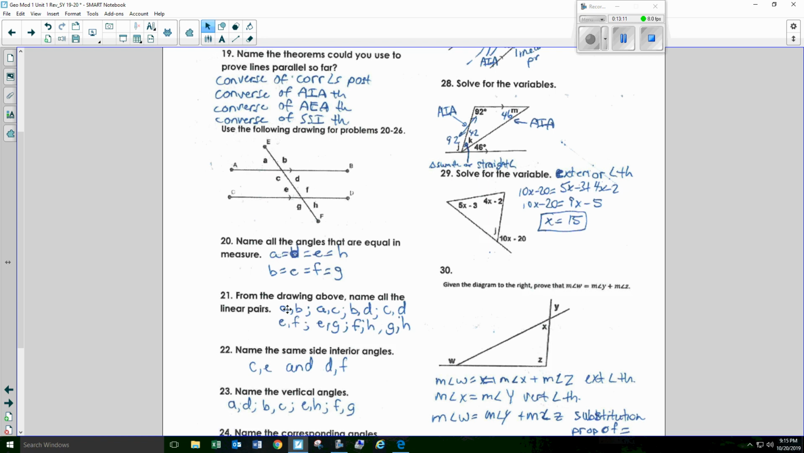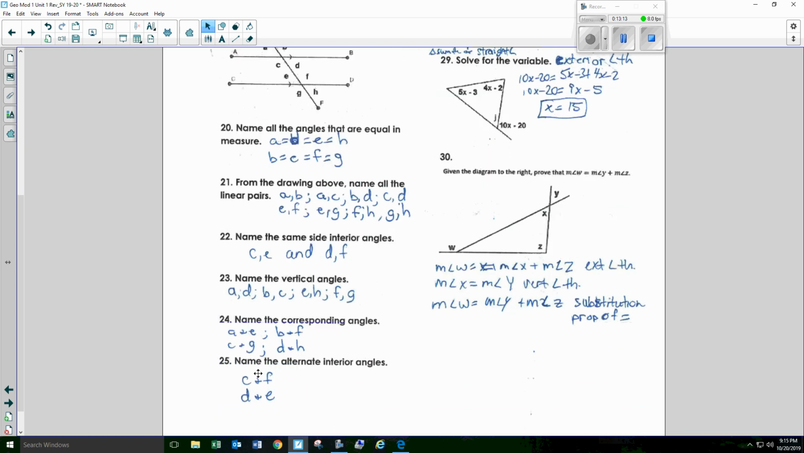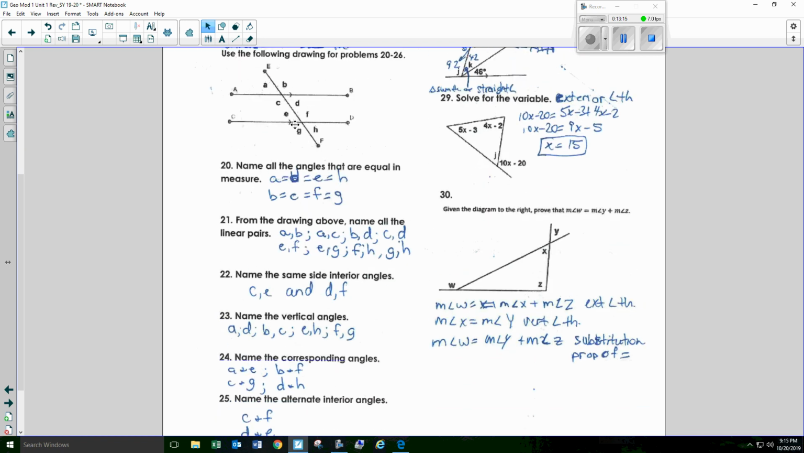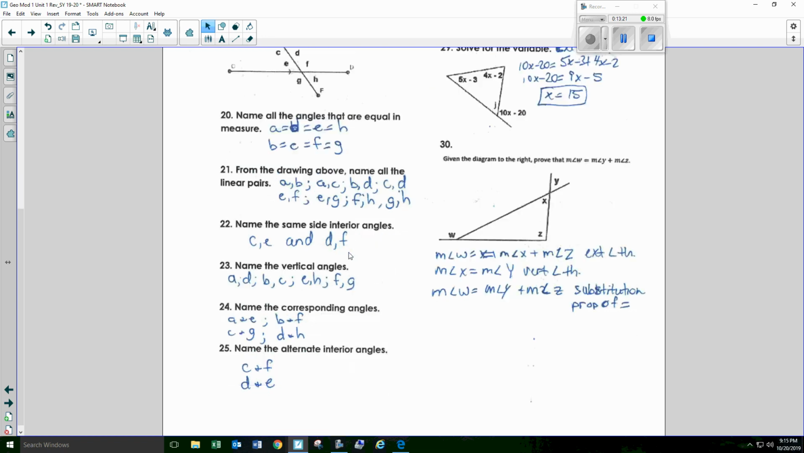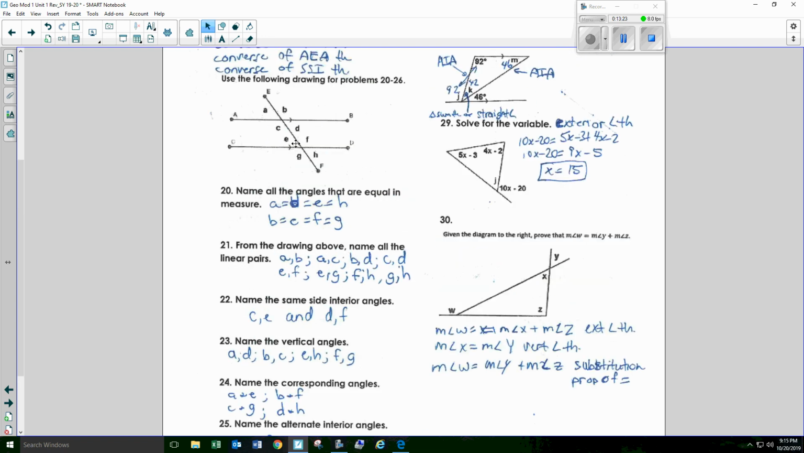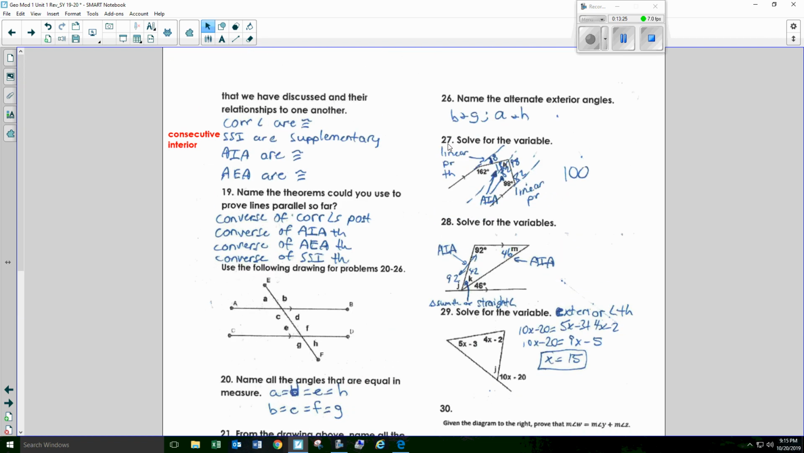Remember, alternate means diagonal. Let's see, name the alternate interior. Again, we're only choosing from interior angles, so C and F. Alternate means diagonal. So C and F are congruent, D and E are congruent, because these are parallel lines already. Name the alternate exterior. Again, exterior, that means A, B, G, and H. Alternate, diagonal, so A and H, B and G, and they are congruent.